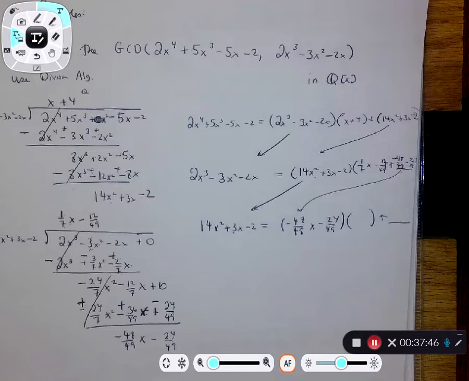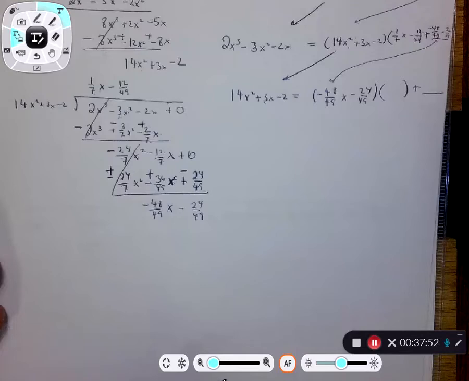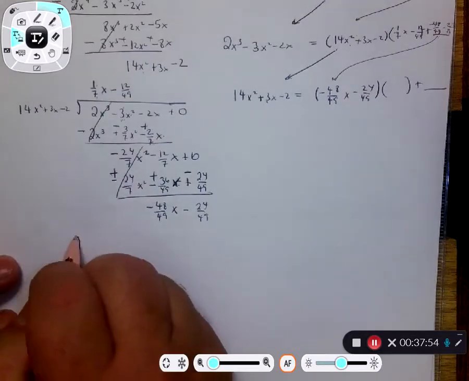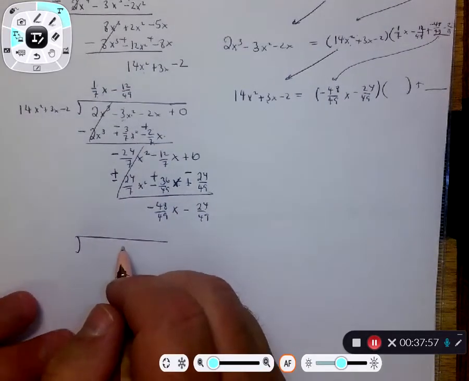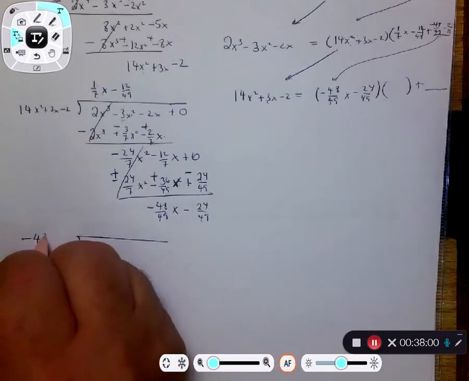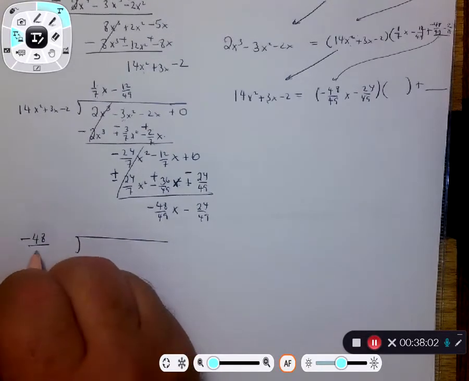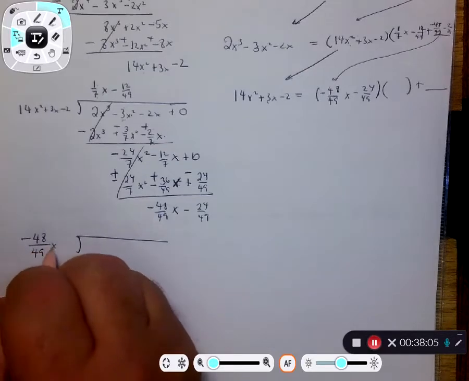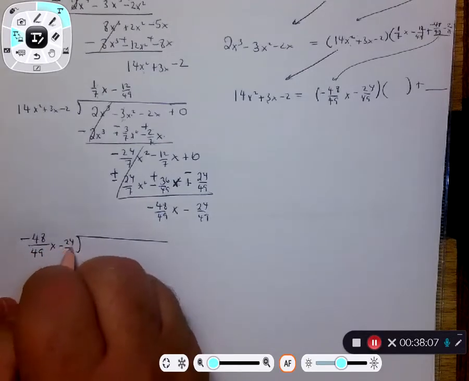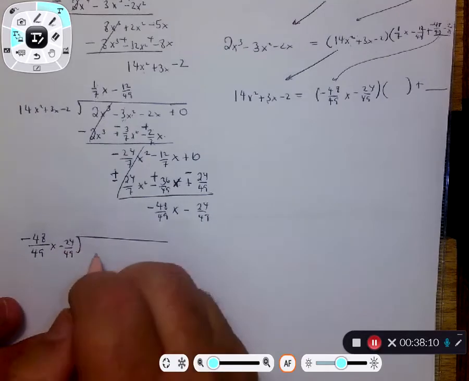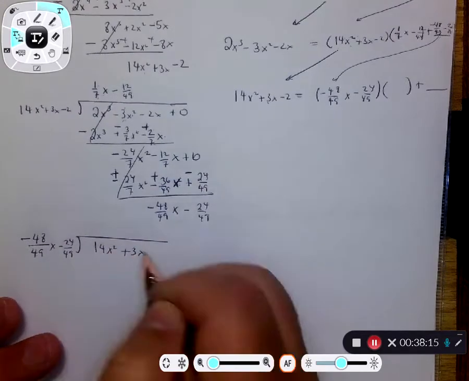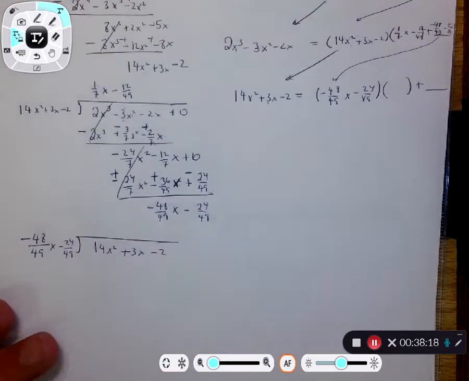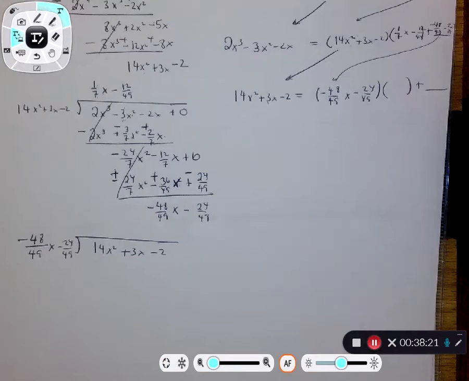So one more long division here. So here we go. I'll slide this up and put my long division here. My divisor is this awesome rational polynomial here, negative 48/49 x minus 24/49. My dividend is 14x squared plus 3x minus 2. So now I'm going to start cheating with the old calculator just to show you how I got this thing here.